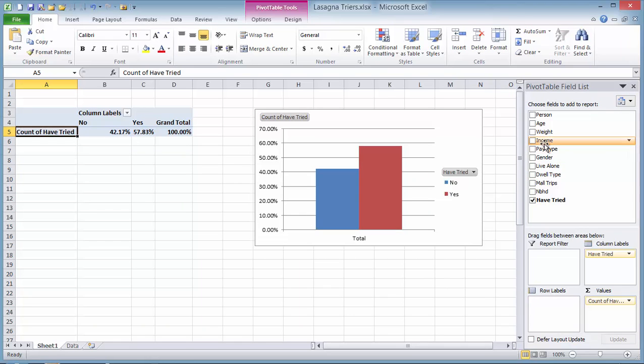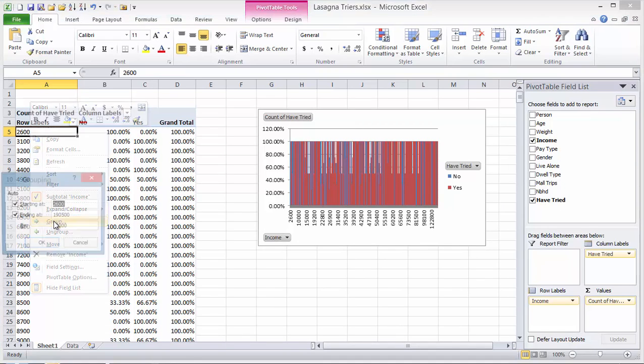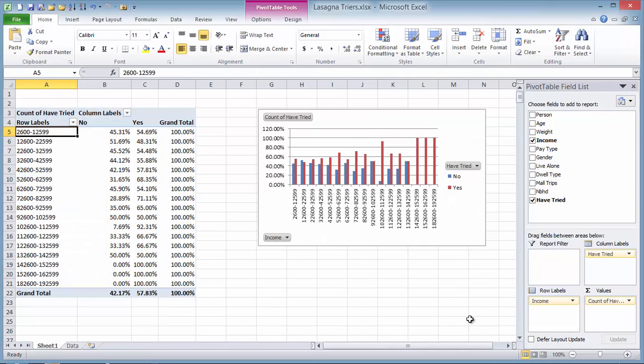Let's look at income. Again, I will group. These 100% may not be very significant. They may correspond to only about 1 or 2 people. But it does look like the people who earn more tend to use our product.